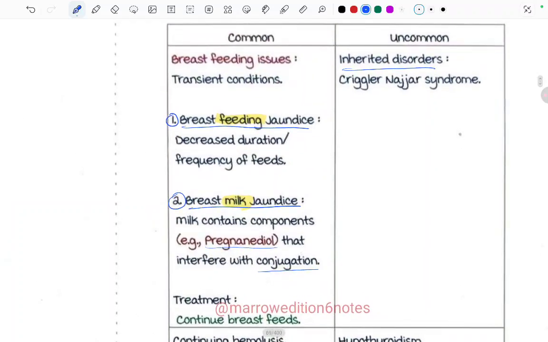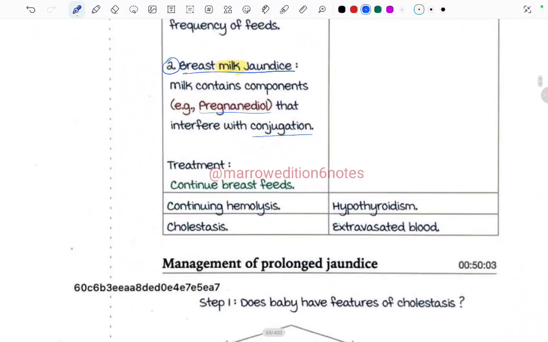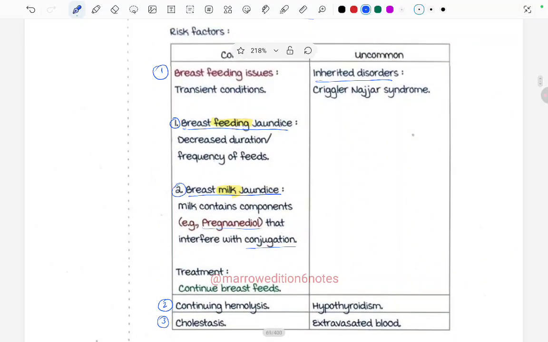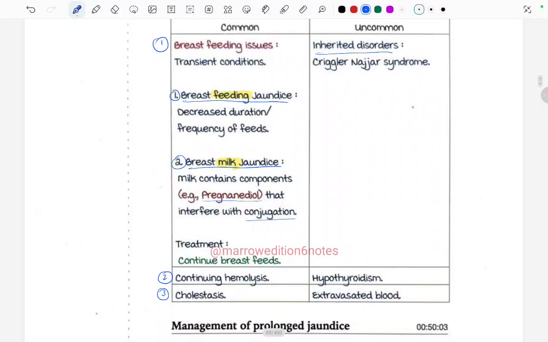The other condition, first we read about the breastfeeding issues. Other conditions which can cause persistent jaundice are continuing hemolysis and cholestasis. And other uncommon conditions which can cause persistent jaundice, other than inherited disorder, are hypothyroidism and extravasated blood.